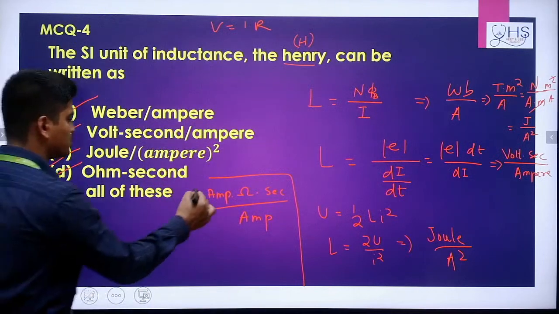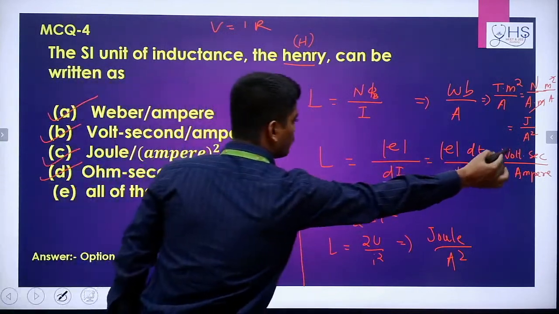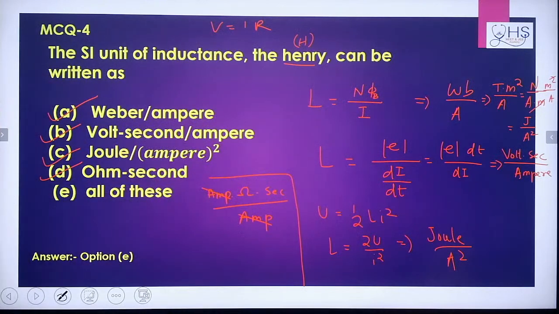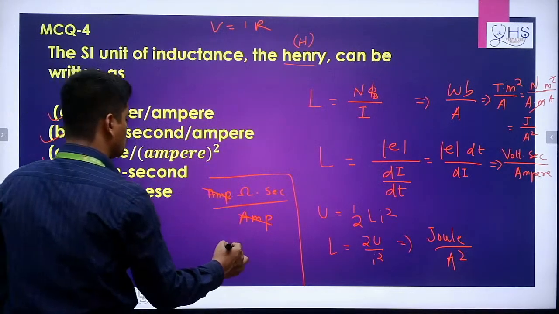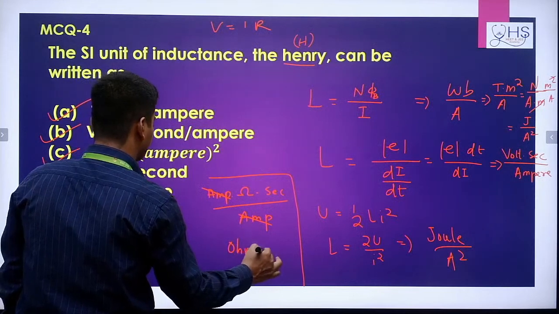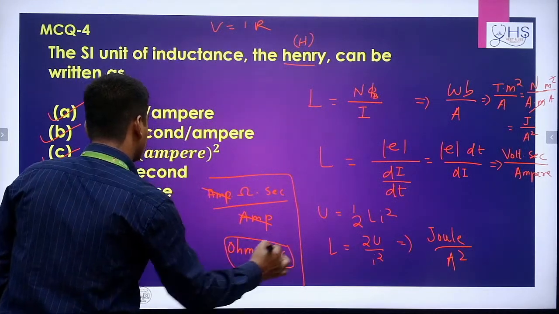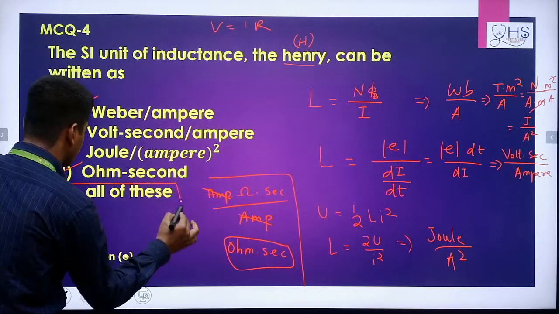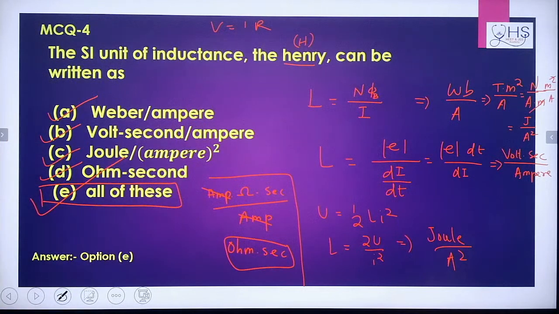Now ampere cancels. From here I am writing volt into second by ampere. Volt I converted to ampere into ohm. This is the ohm symbol I gave. So what is happening? Ohm into second is also an SI unit of Henry, the SI unit of inductance. So in this question, option E will be correct. All of these SI units are correct for Henry.